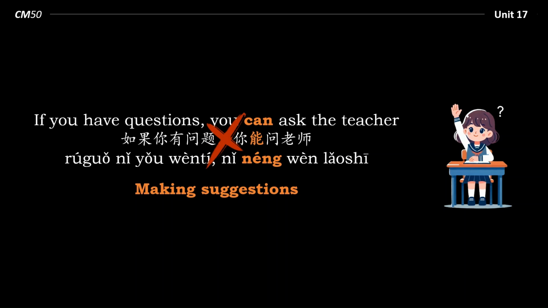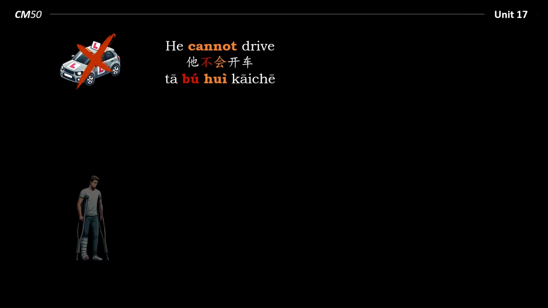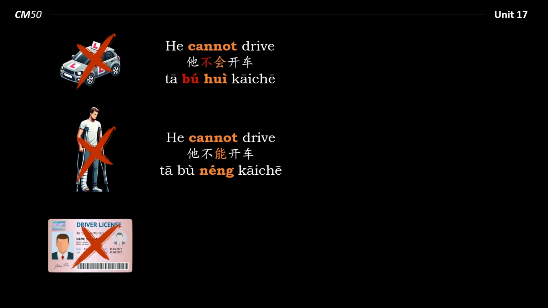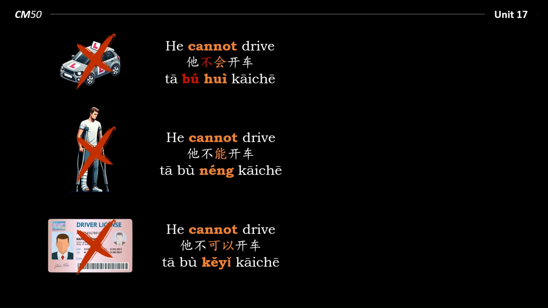Now let's compare the three auxiliary verbs using the same situation. So, he cannot drive. 他不会开车. He cannot drive. 他不能开车. He cannot drive. 他不可以开车. So in English, these three sentences are the same. But in Chinese, we use a different auxiliary verb.